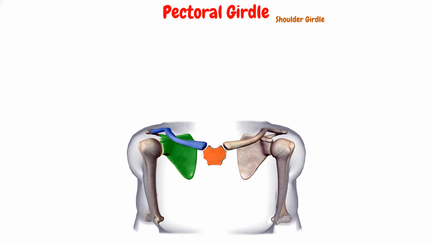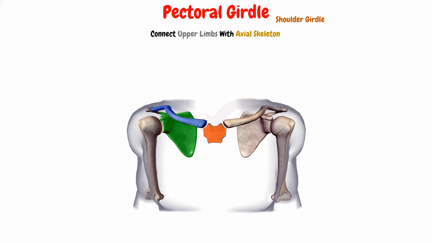The pectoral girdle, or the shoulder girdle, is the girdle that connects the upper limbs with the axial skeleton. This pectoral girdle has 4 bones, 2 on each side of the body. So it is formed by 2 clavicles, one on the right side and one on the left, and 2 scapulae, also one on the right and one on the left. And now we will talk about each one of them briefly.